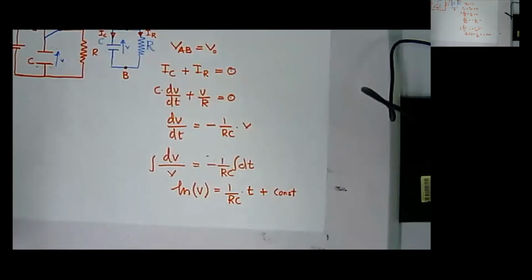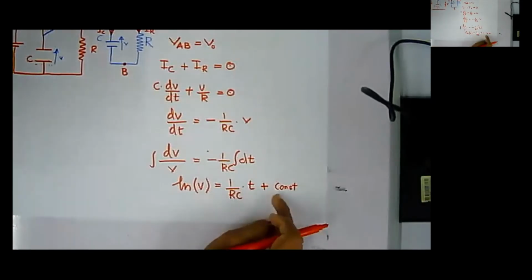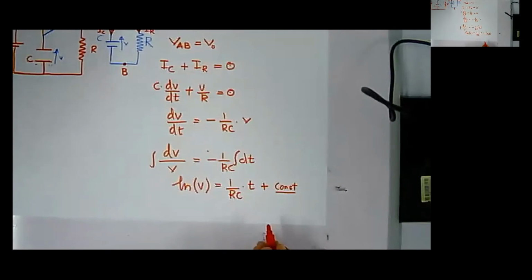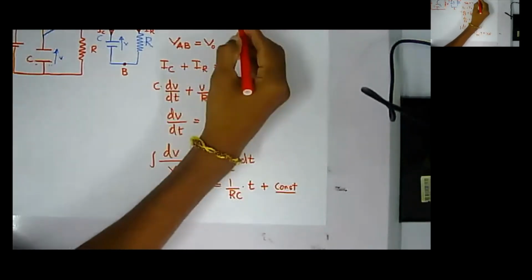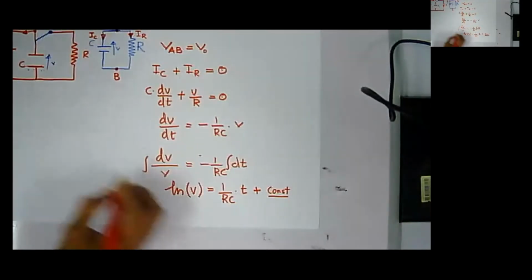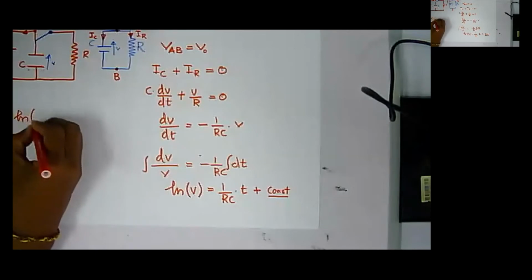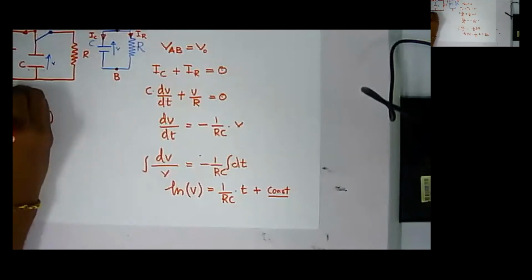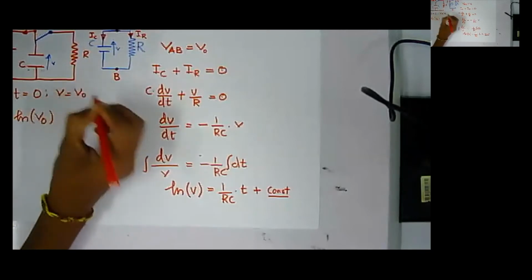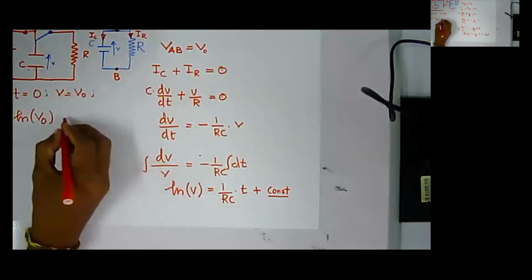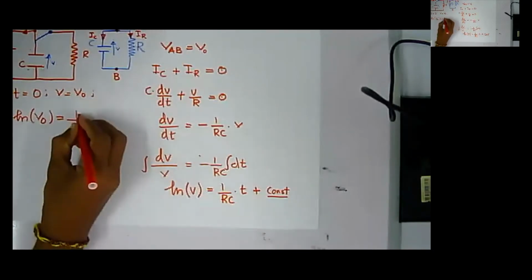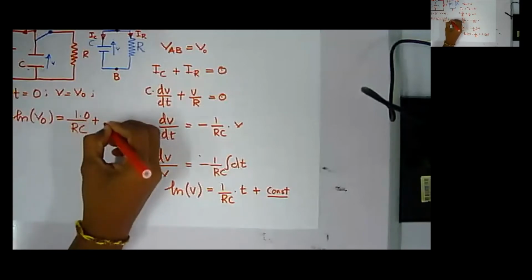Now we need to find the integration constant. For that, we can apply this condition: at t equals 0, we know that V_AB becomes V naught. Apply that here. So ln V naught equals 1 over RC times t, where t becomes 0, so times 0, plus the constant.